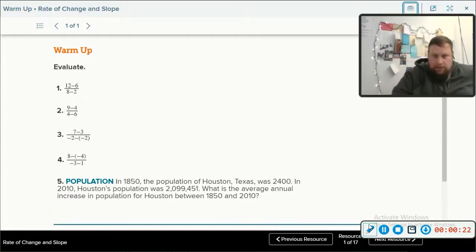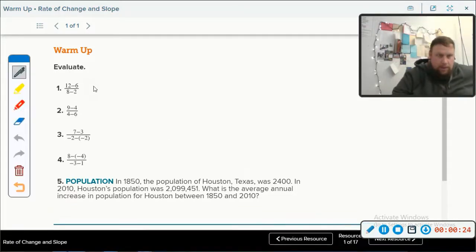Okay, pause it if you need to, but let's talk about it. All right, 12 minus 6 is 6 over 8 minus 2, which is 6, which equals 1. 9 minus 4 is 5. 4 minus 6 is negative 2. So that's negative 5 halves. That's how I'd leave it. Always leave slope as an improper fraction, please.